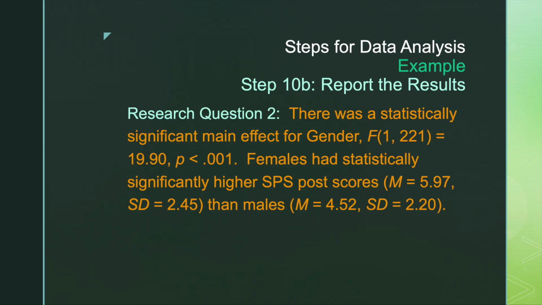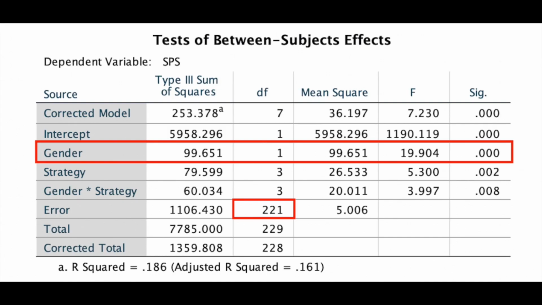For research question 2, which was dealing with the main effect of gender, we found that there was a statistically significant main effect for gender, and specifically that females had statistically higher SPS scores than males. All of that came from this part of the table, as well as referring back to the descriptive statistics for the means and standard deviations to figure out which one was higher.